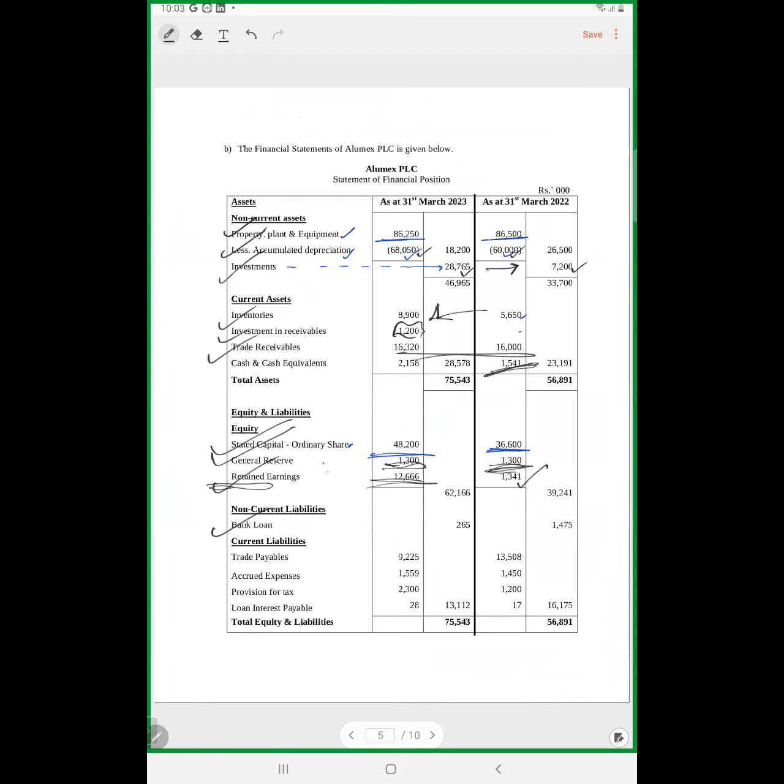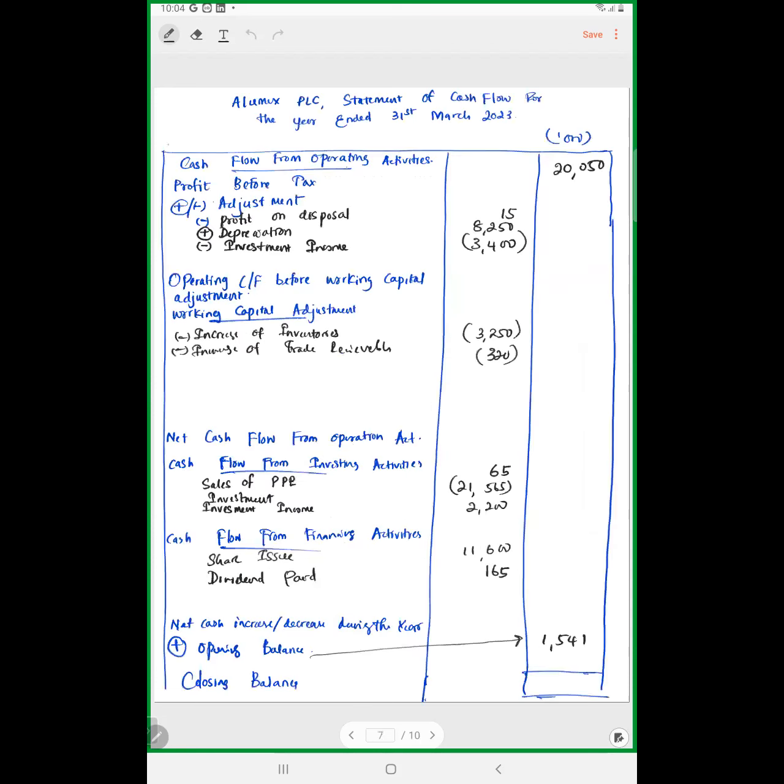So bank loan, you can see the balance has reduced by, see here, 1,475 minus 265, so 1,210. The loan amount has been reduced by 1,210. It means the loan has been settled. So it should be recorded under financing activity, 1,210 loan payment.